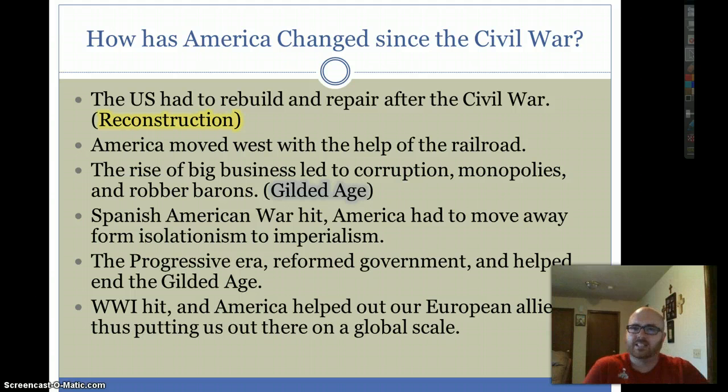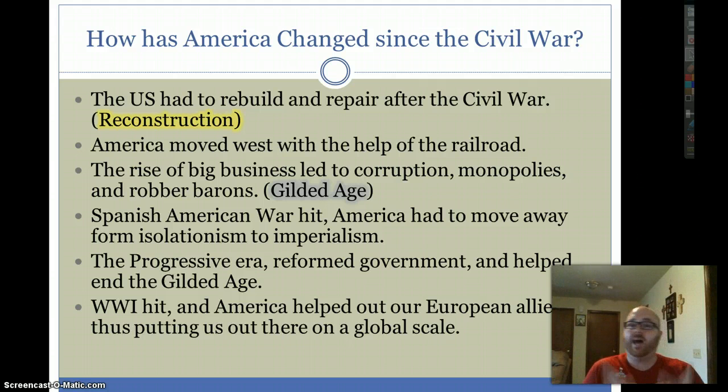We had a radical Reconstruction where the radical Republicans were in charge. We had different plans. President Johnson got impeached for violating the Tenure of Office Act, firing Secretary Stanton when he wasn't supposed to fire him. He ends up staying in office by one vote, but it really hurt the rest of his presidency.